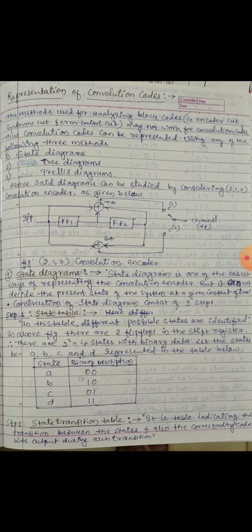So what it is indicating here in the state transition table is the transition between the states and also the corresponding code bits output during each transition. So, look at here. Now, writing the state transition table.